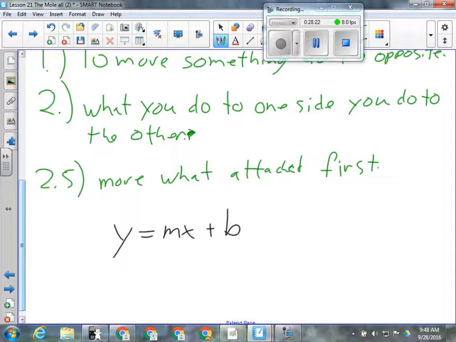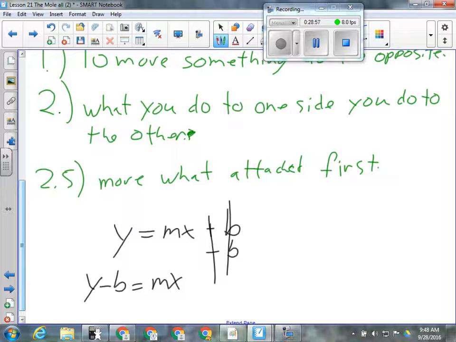So I need to get m by itself. What should I move first? Right, I'm going to move b first. That's the half rule. Move what's not attached to what you're looking for first. B is not attached to m. So to move b, I go back to rule number 1. If I want to move it, I do the opposite. I'm adding it right now, so I'm going to subtract it. Well, b minus b is nothing, and I'm going to have y minus b equals m times x.